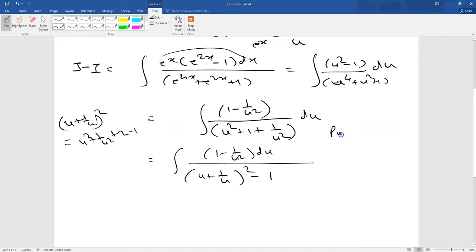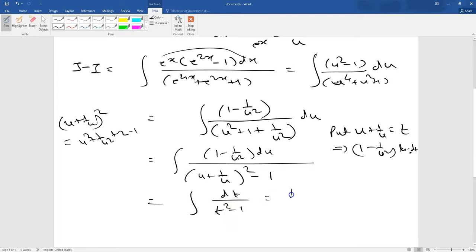Now, when you put u plus 1 upon u is equal to, let's say, t, this means 1 minus 1 upon u square du will be dt. So, this reduces to dt upon t square minus 1. Now, the formula of this is going to be what? It is simply 1 half log of t minus 1 upon t plus 1. Right? This is the integration formula.